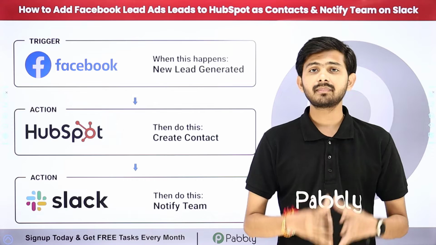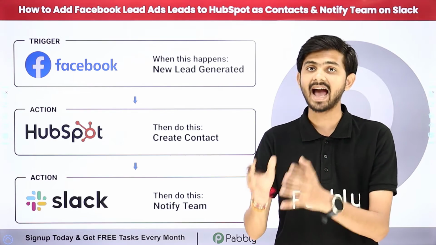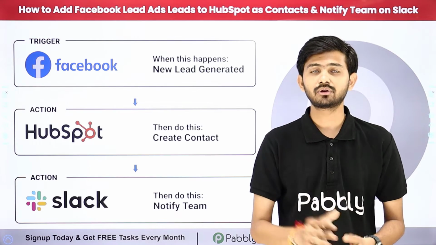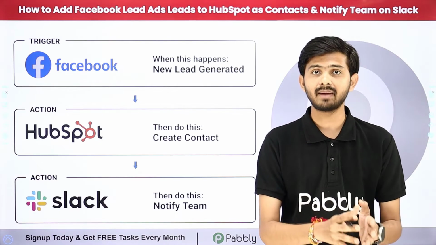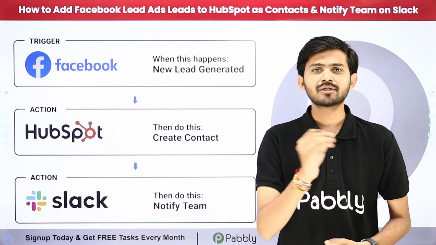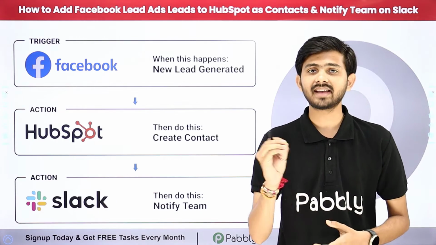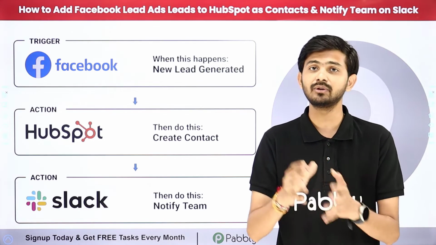Today our topic is how to add Facebook lead ads leads to HubSpot as contacts and notify team on Slack. Here I'm a marketing manager in a software company, and we are promoting new software by using Facebook lead ads. As soon as I receive a new lead through Facebook lead ads, I want to automatically add this lead to my CRM application, that is HubSpot. For that I'm going to create a new contact in HubSpot, and after creating that contact, I want to notify my team on Slack by sending a notification message about the new lead.